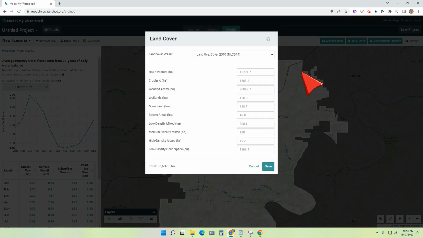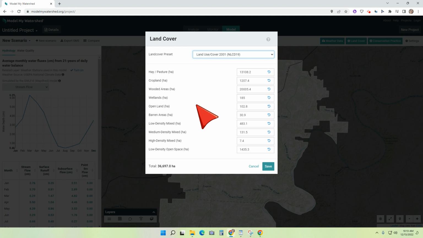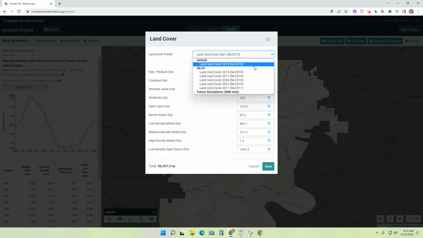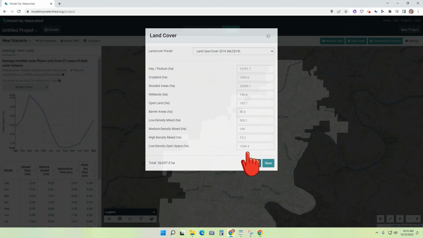If we go to land cover, what if we changed that? We could see all the different years that there was land cover. So if we go back to 2001, hay pasture, let's just pick one. We'll look at 13108. If we go to the current, we have less hay and pasture. Okay. So, all right, we're going to go.